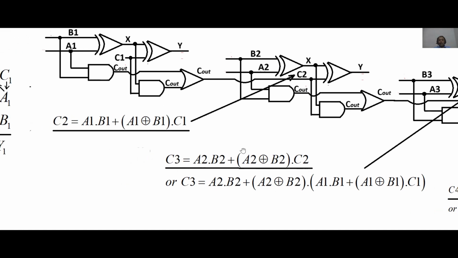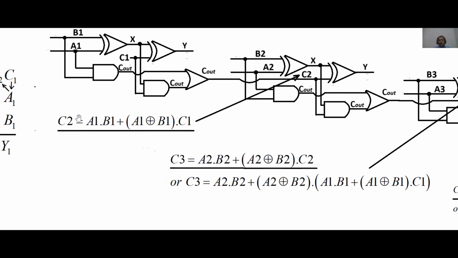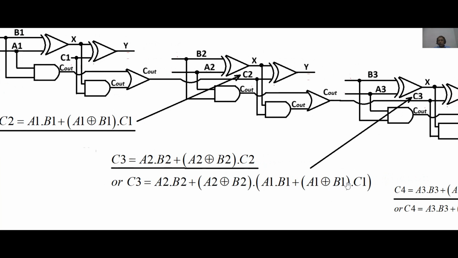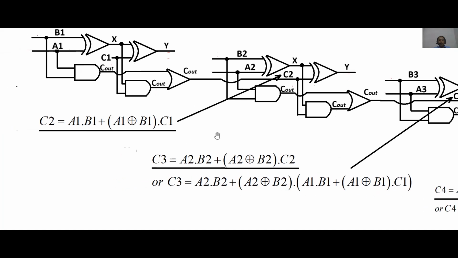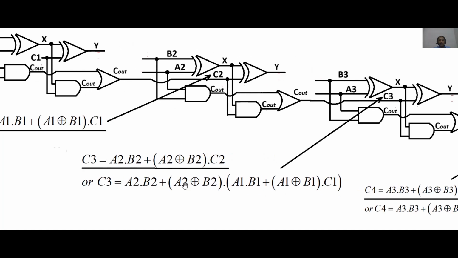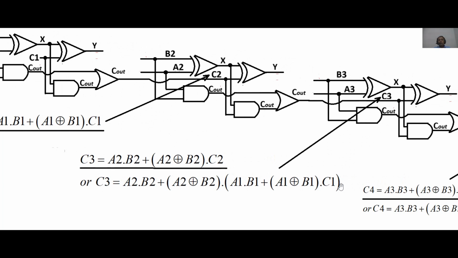Now we know this C2 already has a formula, so in place of this C2, I can keep this entire function. In place of C2 I have written A1 B1 plus A1 XOR B1 dot C1. Now what we see over here is that C3 depends on this Boolean expression, in which the only carry it depends on is C1. C2 depends on C1, and we have brought C3 also depending only on C1.